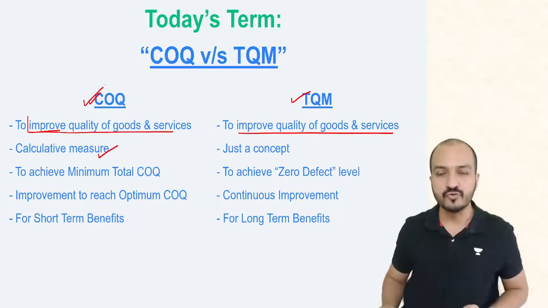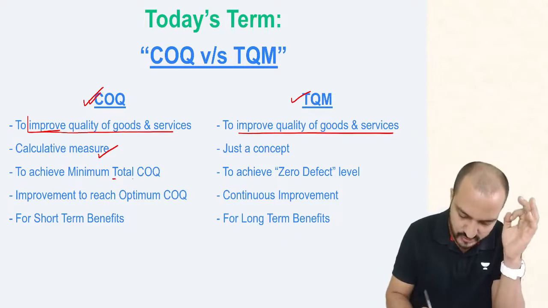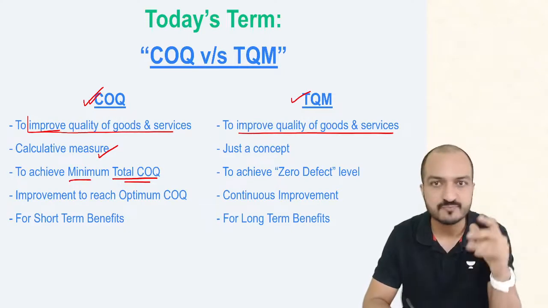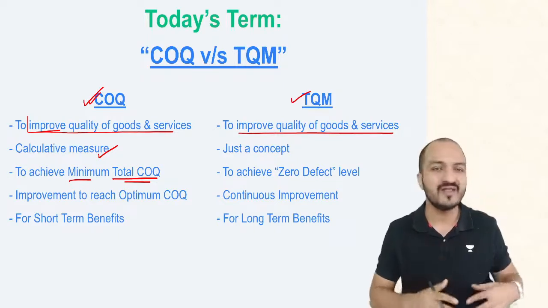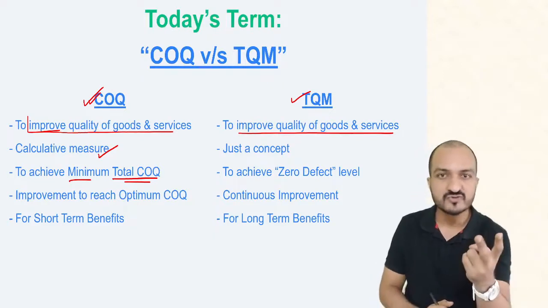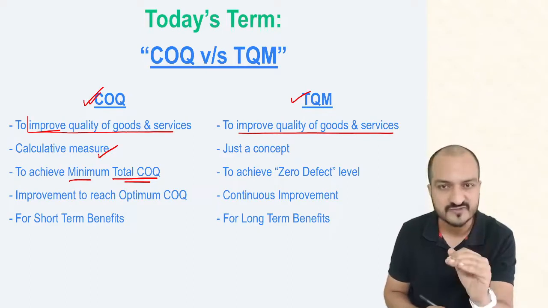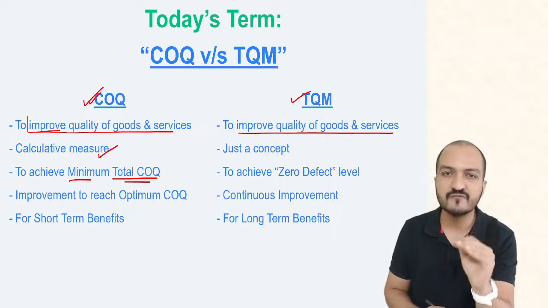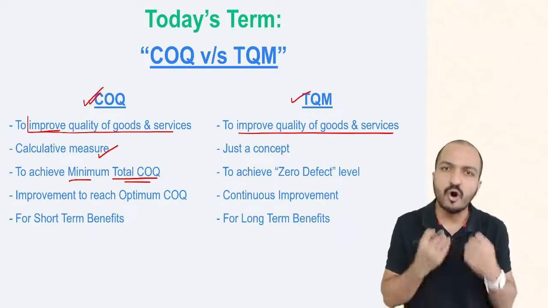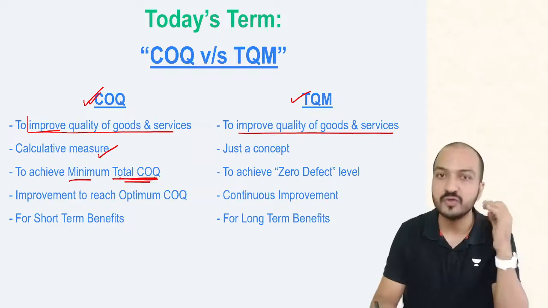Second difference, more important. The concept of COQ suggests that you improve quality only to such an extent that your total cost of quality becomes minimum. You don't try to improve quality to the highest possible extent, because if you try to improve quality more and more, then you will incur very heavy cost. There were two items of cost in COQ, if you remember: cost of good quality and cost of bad quality. If you try to decrease defectives and make it up to zero level defectives, then you will have to incur lots of prevention cost, lots of appraisal cost, such that the total cost of quality will become huge.